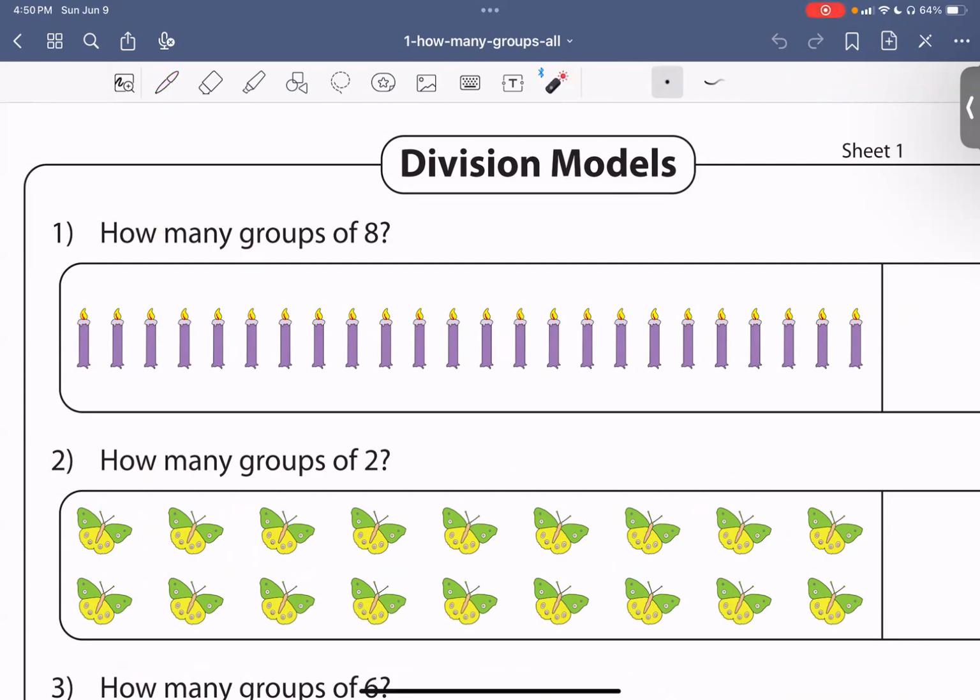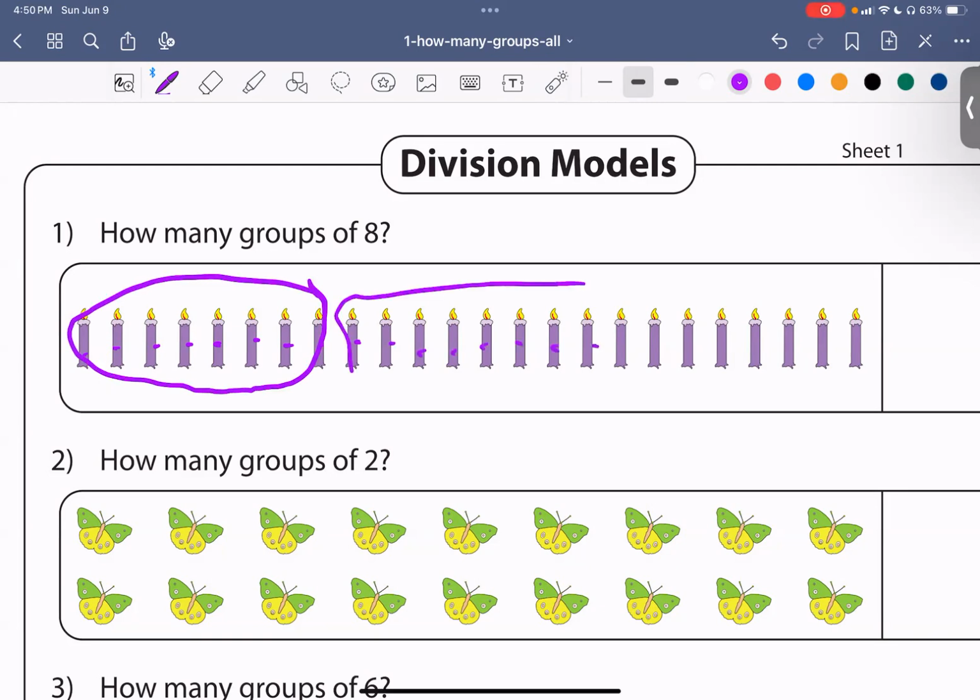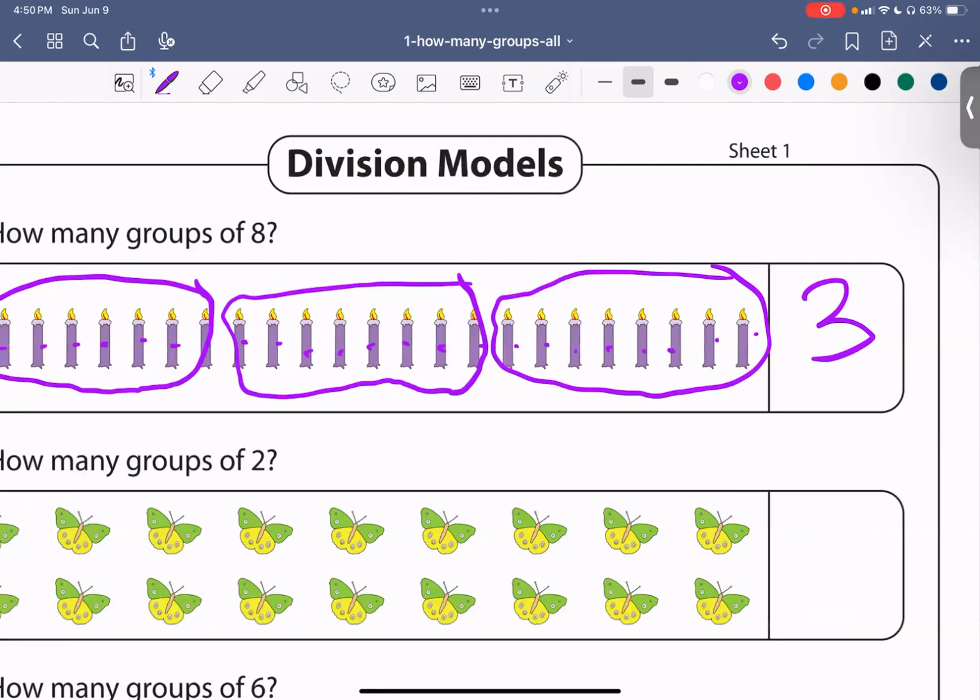So let's see. So I have 1, 2, 3, 4, 5, 6, 7, 8. That's one group. 1, 2, 3, 4, 5, 6, 7, 8. That's another group. Then 1, 2, 3, 4, 5, 6, 7, 8. So I have three groups of 8.